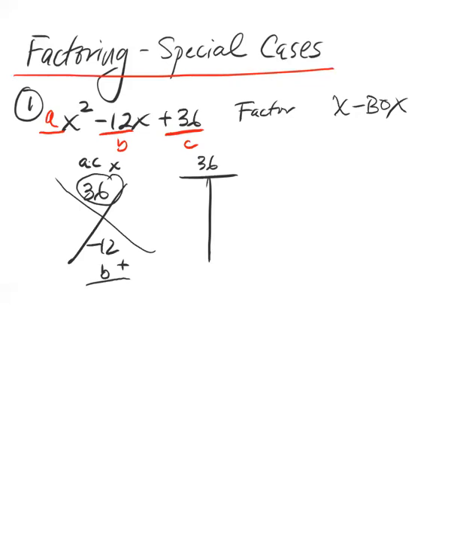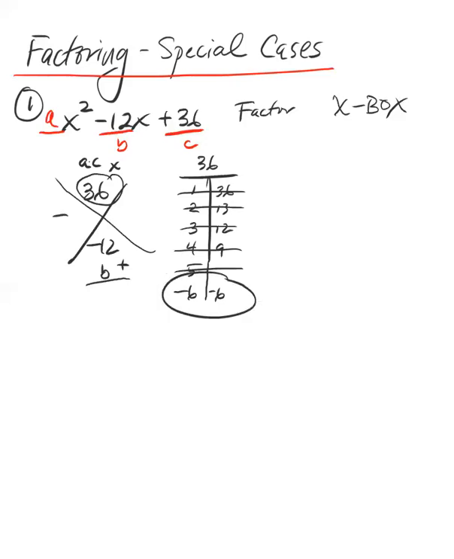Okay, and like before, if you don't see it right away, I just go down the list, 1 times 36. I can't add or subtract those to get negative 12. 2 and 18, that gets me 16, that doesn't work. 3 and 12 gets me to 15, or 9, that doesn't work. 4 and 9, that can't get me to negative 12. 5 doesn't go in. And 6 and 6 work, but both of them will have to be negative. Okay, both of them will have to be negative here.